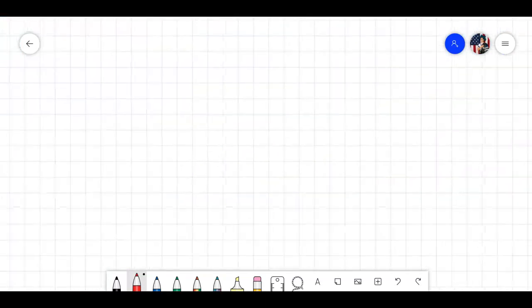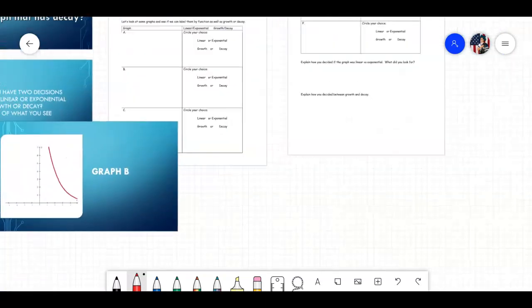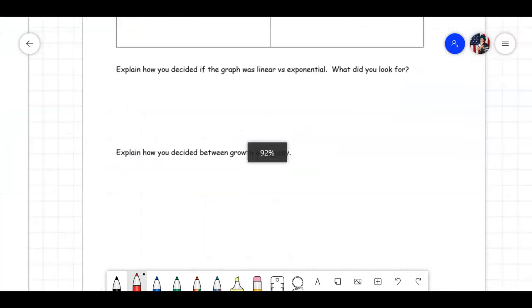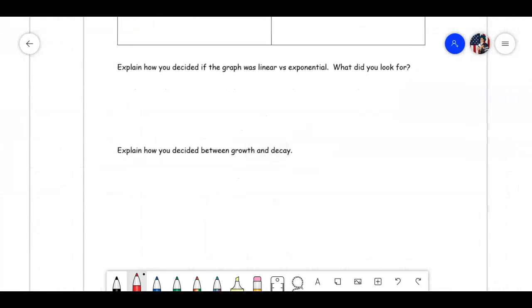Now, everyone, listen. You are going to answer these. You're going to write in your own words how you know, as an individual, not me, how do you know if it's linear or exponential by looking at the graph? What's obvious about the picture? What did you look for? And then explain how you decided between growth and decay. You said it over and over, but you write it down. Once people have written their sentences, then we're done with the notes. Then you tell your story.